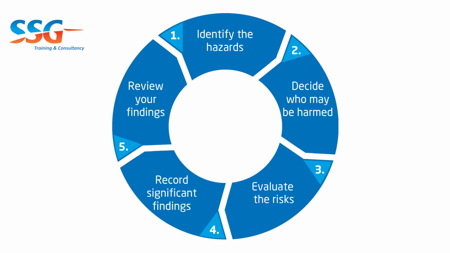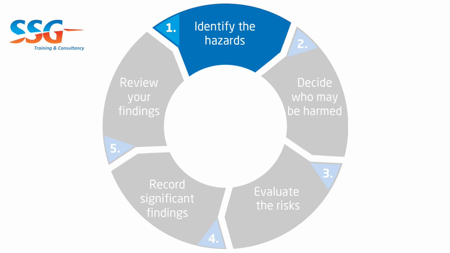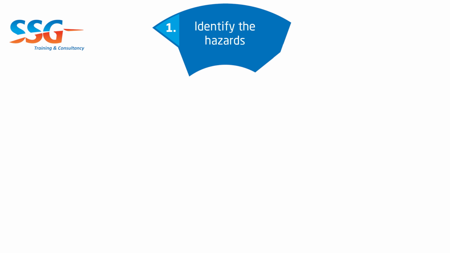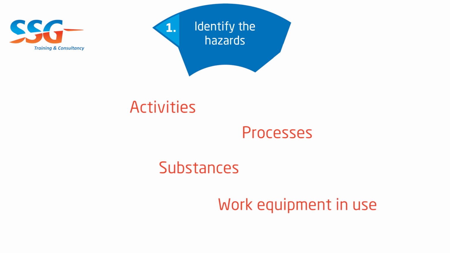We commonly use the HSE's recognised 5-step approach. Step 1, identify the hazards. A good starting point here is to walk around your workplace and think about the activities, the processes, the substances and the work equipment in use. Don't forget to take into account non-routine operations and the potential for long-term ill health.